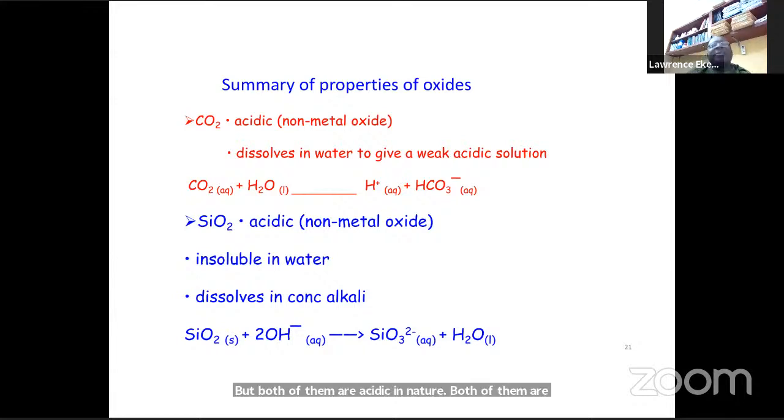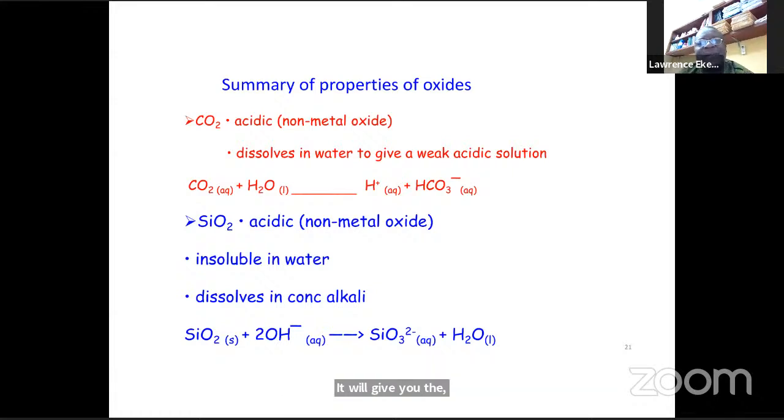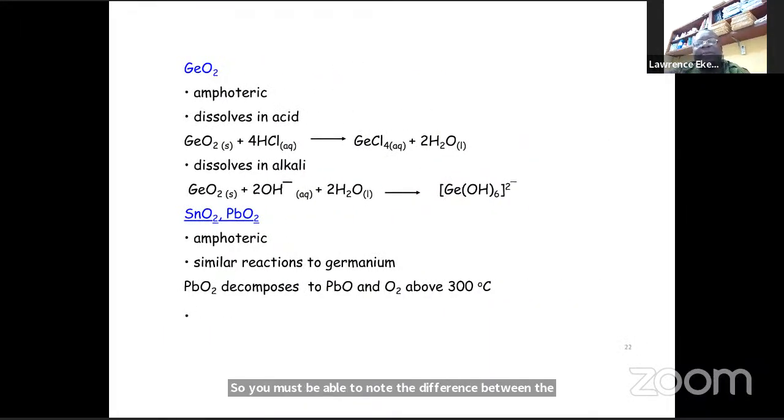Since silicon dioxide cannot dissolve in water, the other fact here is that it is very soluble in concentrated alkali. You can see the reaction there: when silicon dioxide reacts with an alkali, it will give you the trioxide of silicon and water. So you must be able to note the difference between the properties of silicon dioxide and carbon dioxide.